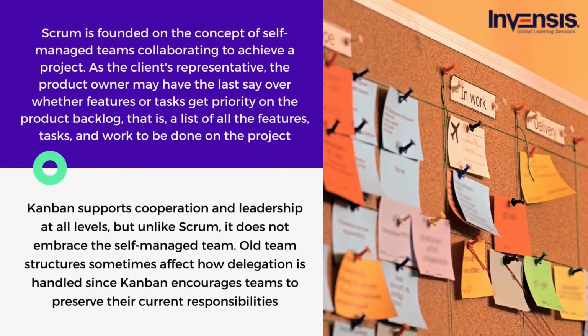Next, Scrum is founded on the concept of self-managed teams collaborating to achieve a project. As the client's representative, the product owner may have the last say over whether features or tasks get priority on the product backlog, that is, a list of all the features, tasks, and work to be done on the project. However, the whole team contributes to the selection of tasks for a sprint. Typically, Scrum team members have complete autonomy with regard to sprint job completion. They may choose which tasks to work on and when, so long as everything is completed by the conclusion of the sprint.